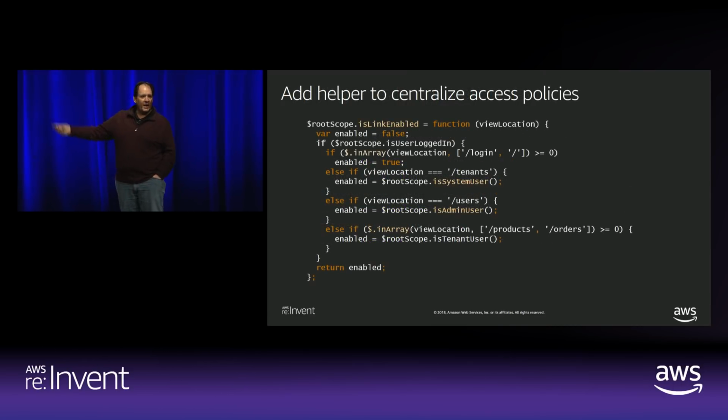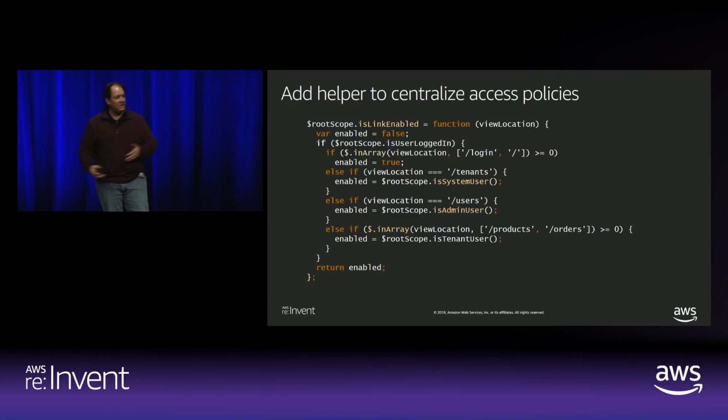Then I created this little helper function, the isLinkEnabled function. The whole goal of this function is essentially to take a view location, which is a portion of the app somebody wants to try to access, a path. It takes that as a parameter, and then it evaluates that view location to see which path in the application you're trying to get to. Are you trying to get to login?